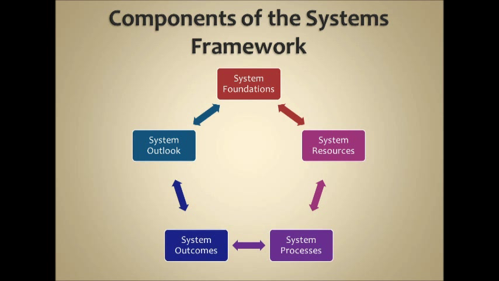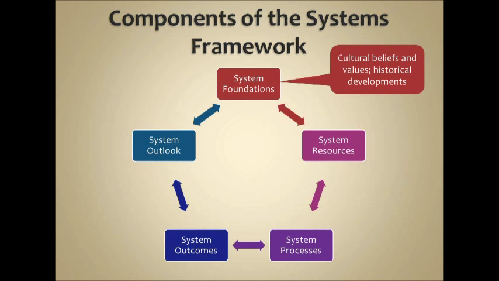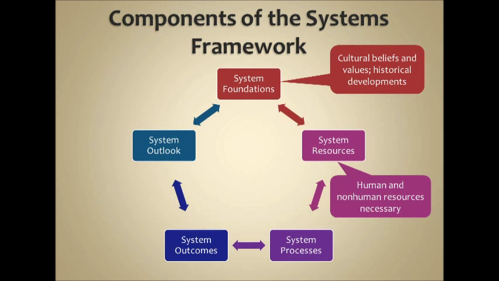Here is the systems framework. It is separated into 5 components. First, there's the system's foundations, and these are cultural beliefs and values and historical developments. They're basically the foundation, what the U.S. healthcare system today has been built on. Then you have system resources. Literally, these are the human and non-human resources necessary to deliver healthcare. These include all those trained professionals out there, as well as all that fancy medical equipment.